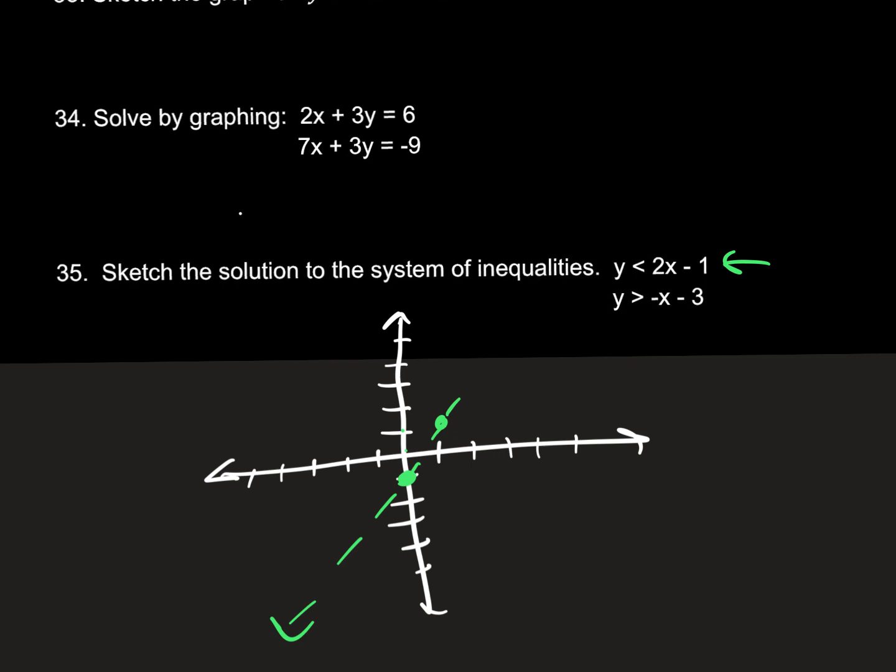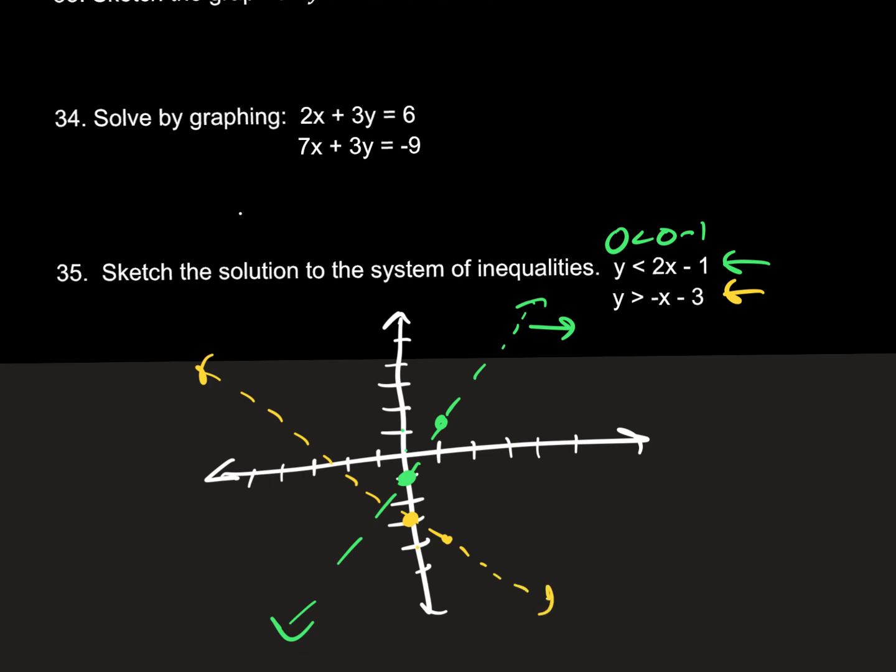And remember, we have to shade one side or the other, so I'm going to plug in 0, 0 to see where. If I plug in 0, 0, I get 0 is less than negative 1. That is not true, which means I would shade away from 0. I'm not going to shade yet, but I would shade that direction. The second equation, I'm going to go in yellow. Y-intercept's negative 3. Slope is negative 1. I'm going to go down 1, right 1. It's also broken.